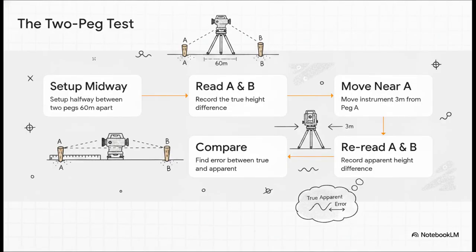So, to combat instrumental error and check if a level requires a permanent adjustment by a technician, surveyors use a highly practical, clever field trick called the two-peg test. You hammer two pegs into flat ground exactly 60 meters apart. You set up your level dead center at 30 meters and take a reading on both pegs. Because you're exactly in the middle, any internal calibration error completely cancels itself out, giving you the true level difference. Then you move your instrument just 3 meters away from peg A and reread both pegs to get the apparent difference. If that true difference and the apparent difference don't match up, your instrument's internal line of collimation is broken and requires a permanent fix.